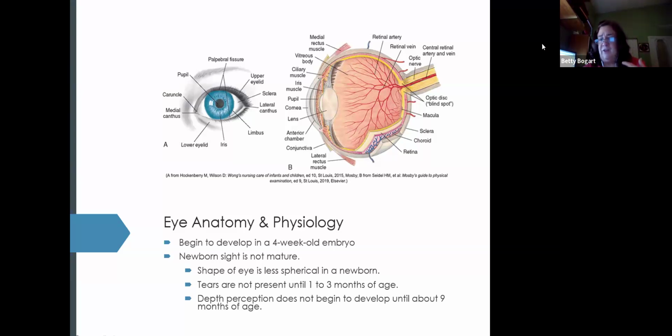The shape of the eye is less spherical when they're born, and that rounds up as they get older. Tears are not present until about 1 to 3 months of age. A young newborn will cry, but their tears are not as present as, say, a 1 year old.